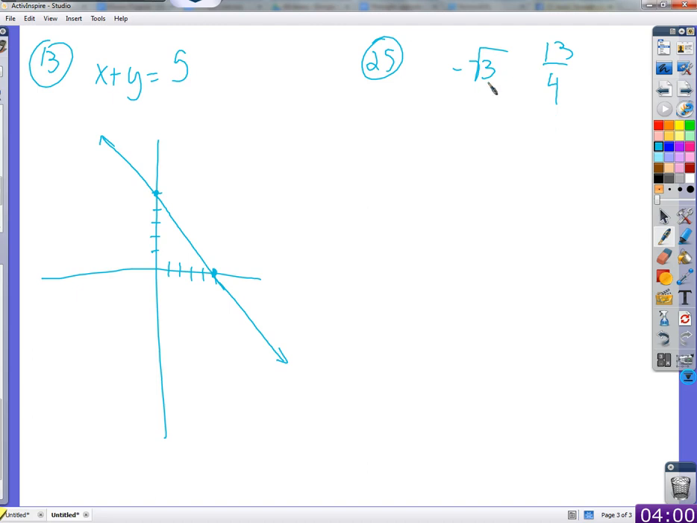We can look at square root of 3. What's square root of 3 close to? Like 1.8. Yeah. The square root of 1 is 1, and the square root of 4 is 2. So somewhere between 1 and 2 is the square root of 3. So somewhere like negative 1 point something. And that just further confirms that A has both those points. A little bit more than 3, a little bit past negative 1.